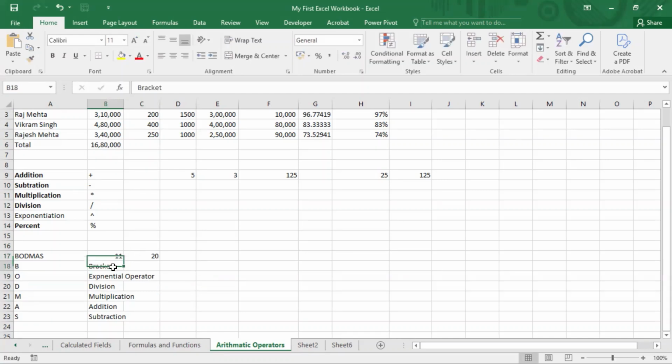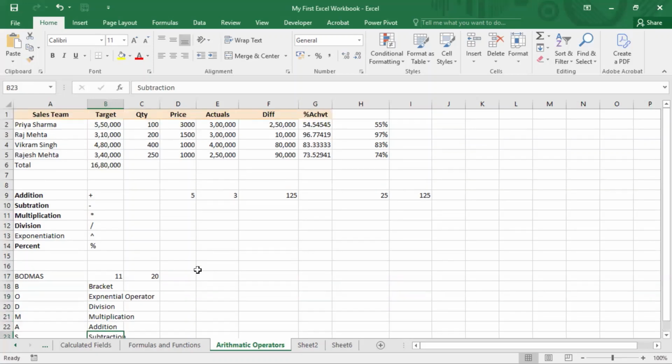So you need to always remember the order of precedence in arithmetic operators. Any values within the brackets will be evaluated first, then the exponential, and then division, multiplication, addition, and subtraction. This is a very important rule that you need to understand when you are using arithmetic operators. I hope I was able to make this concept very clear in terms of arithmetic operators.